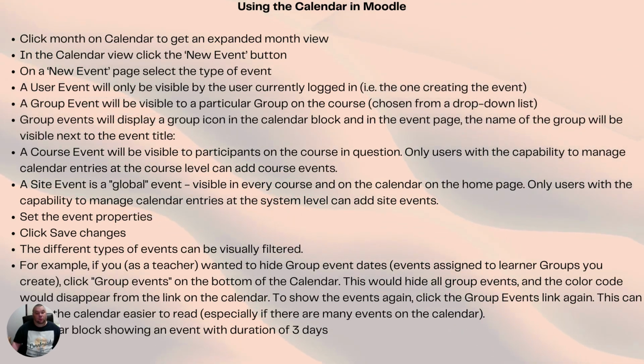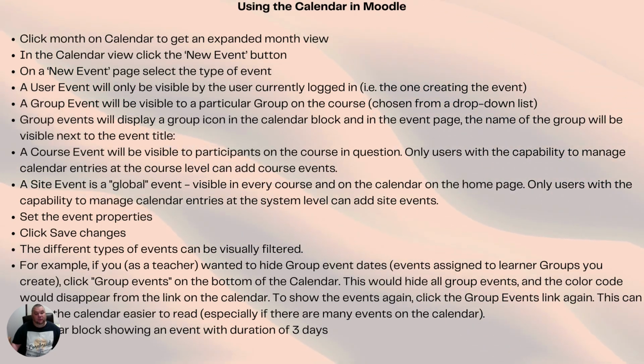A group event will be visible to a particular group on the course, chosen from a drop down list. Group events will display a group icon in the calendar block, and in the event page, the name of the group will be visible next to the event title.